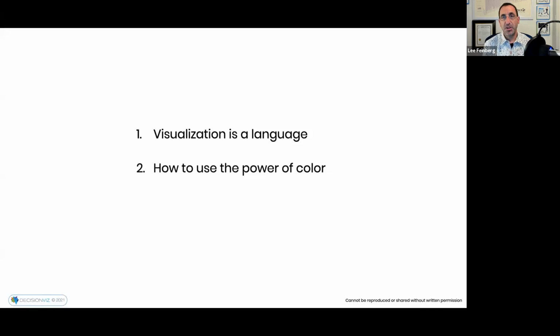I'm sure you've seen examples of both of those. So we'll take a look at a couple of case studies and some techniques for figuring out how do we use color the right way and how do we avoid using it in ways that can be confusing.